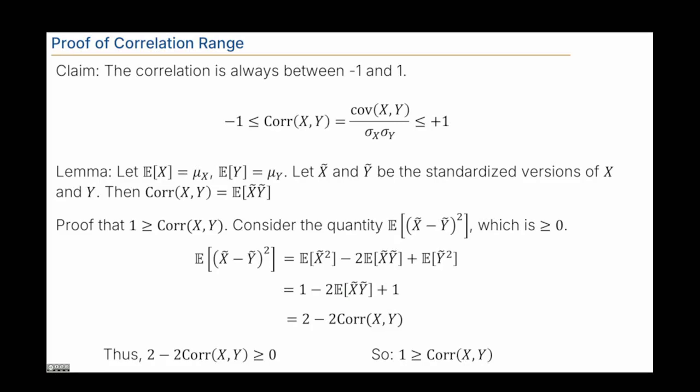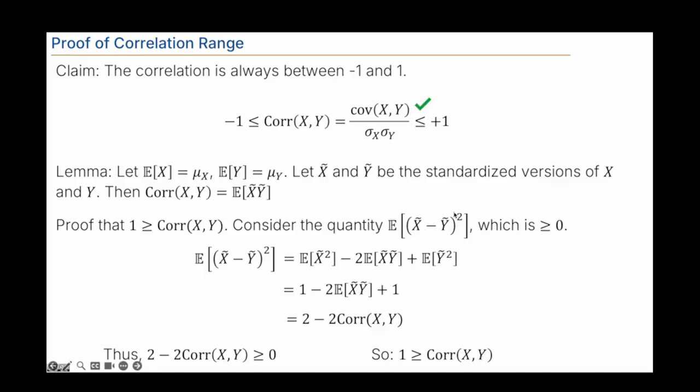So basically the proof was: make up some arbitrary new random variable as a difference of these, and then use that to ultimately show that this thing includes the correlation as part of it, and therefore, using this algebra, we get to the point where the correlation is definitely less than or equal to 1.